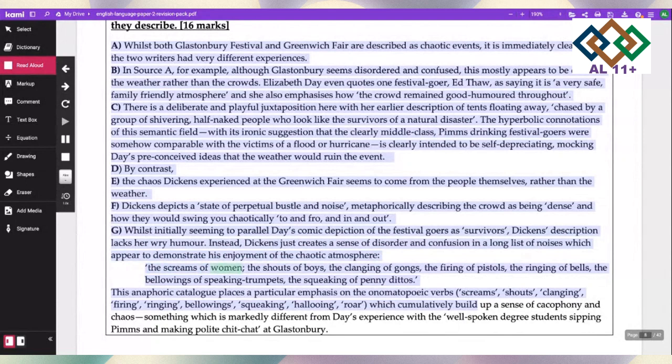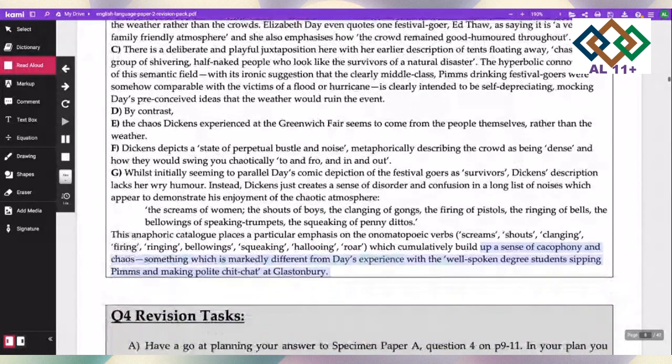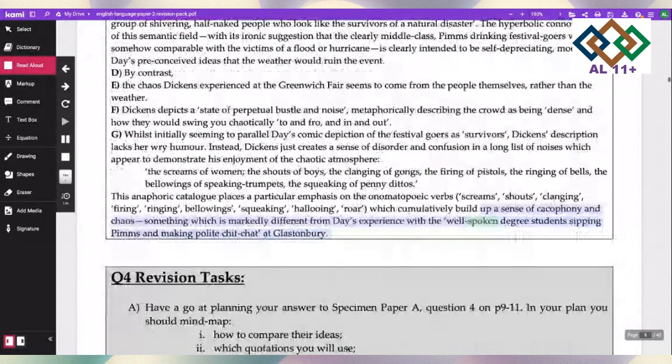The screams of women, the shouts of boys, the clanging of gongs, the firing of pistols, the ringing of bells, the bellowings of speaking trumpets, the squeaking of penny trumpets. This anaphoric catalog places a particular emphasis on the onomatopoeic verbs: screams, shouts, clanging, firing, ringing, bellowings, squeaking, hallooing, roar, which cumulatively build up a sense of cacophony and chaos, something which is markedly different from Day's experience with the well-spoken degree students sipping Pimm's and making polite chit-chat at Glastonbury.